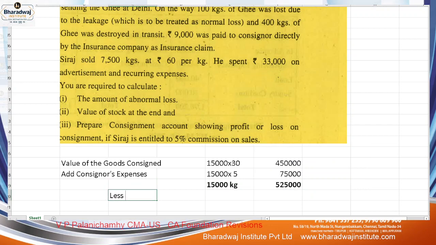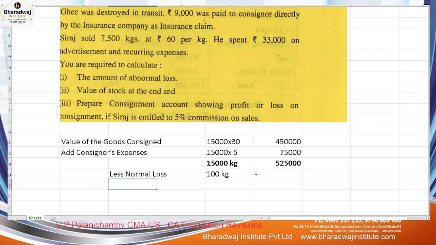Less normal loss. Normal loss how many kgs? 100 kg. For this, the value will be nil. Normal loss value will be nil. Only it will be eliminated from quantity. Balance is 14,900 kg. The value is 5,25,000.